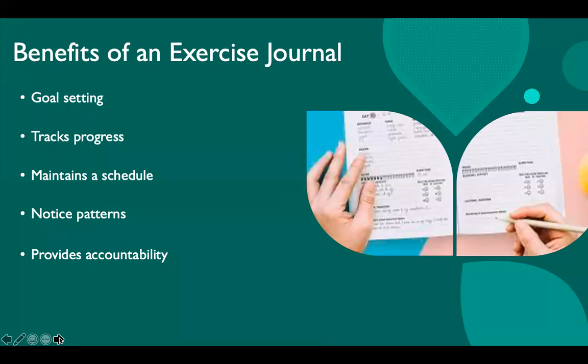One thing that a lot of people have found very helpful is keeping an exercise journal. So exercise journals can help with goal setting, track progress. It helps you maintain a schedule. You can notice any patterns that you're doing, such as your mood. You could even do the type of workout, and then it provides accountability. I know for me, sometimes just writing something down helps me stick to it.